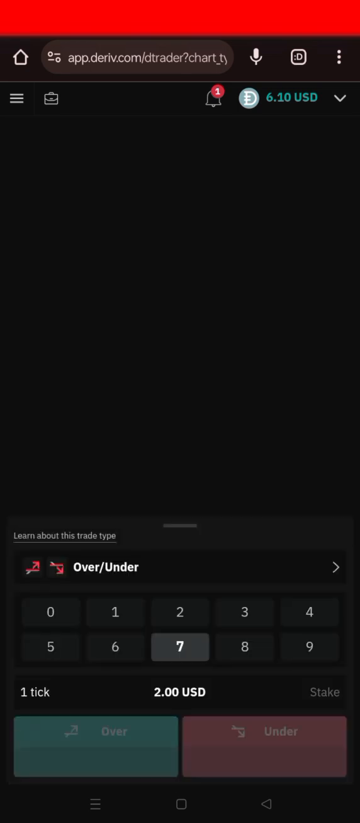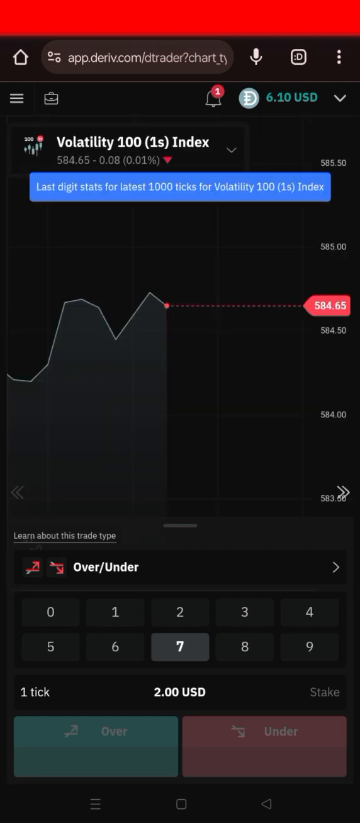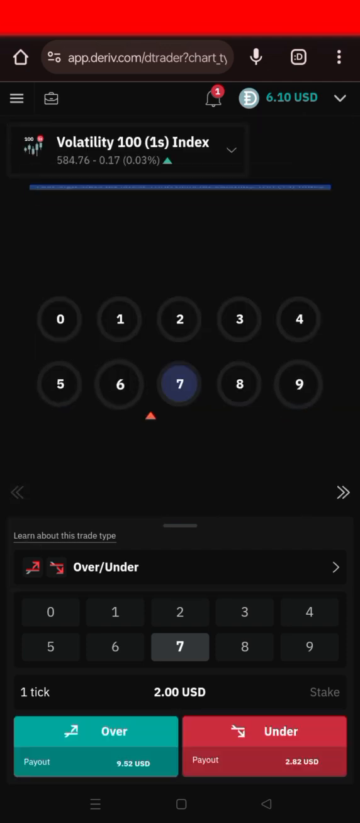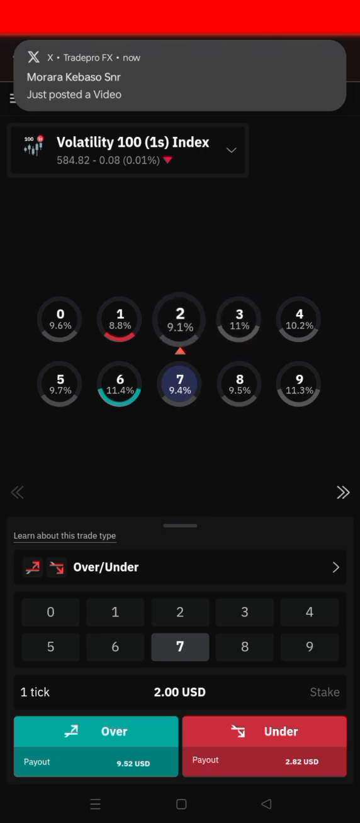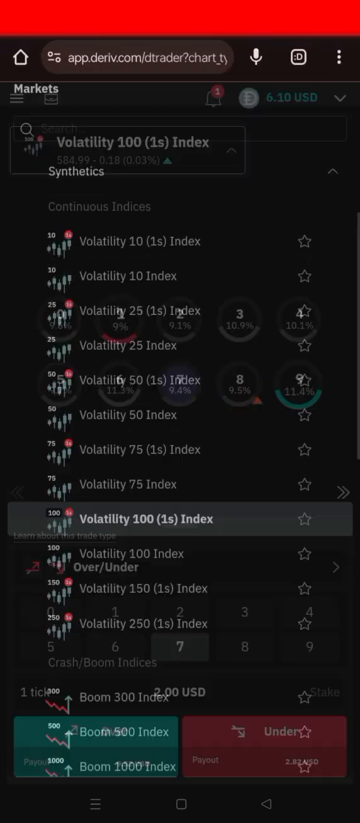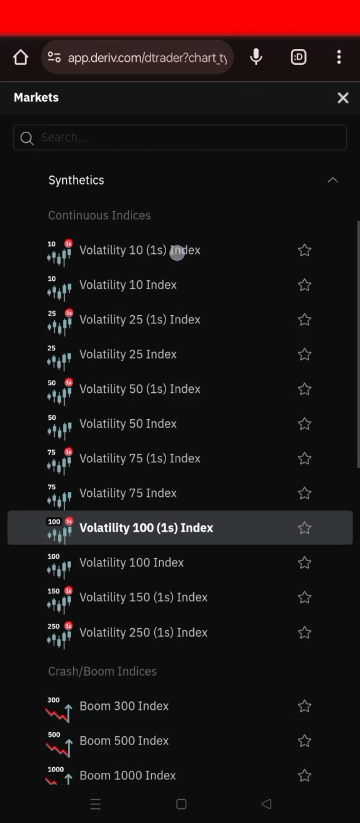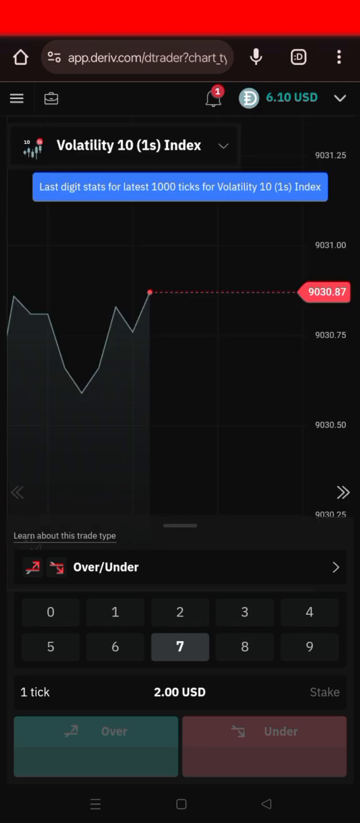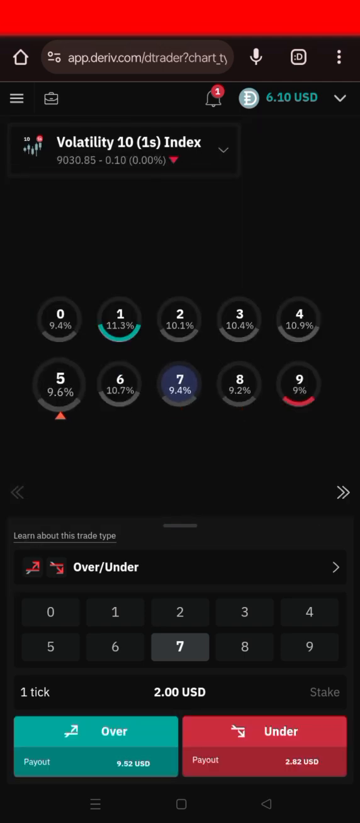Volatility 10 1s. Let's see whether it has adhered to our requirement. So let it load. Good. The percentages 7, 8 have adhered, but number 9 has not. So we just check for other markets. Let's go back to the volatility 10 1s. Good. So I see the volatility 10 1s is back to normal. So they are below 10%.